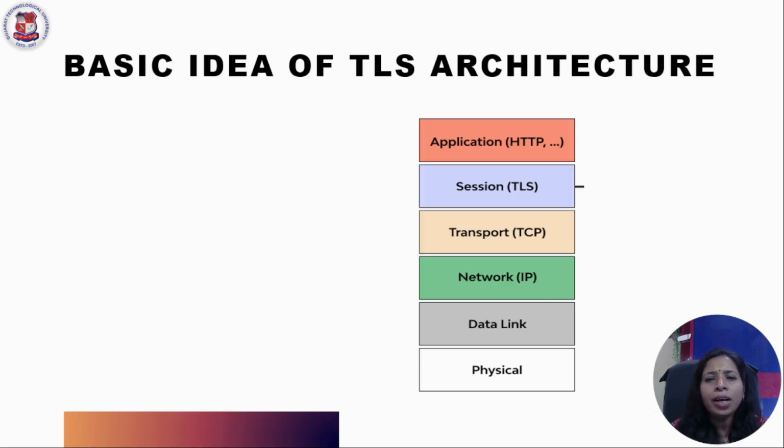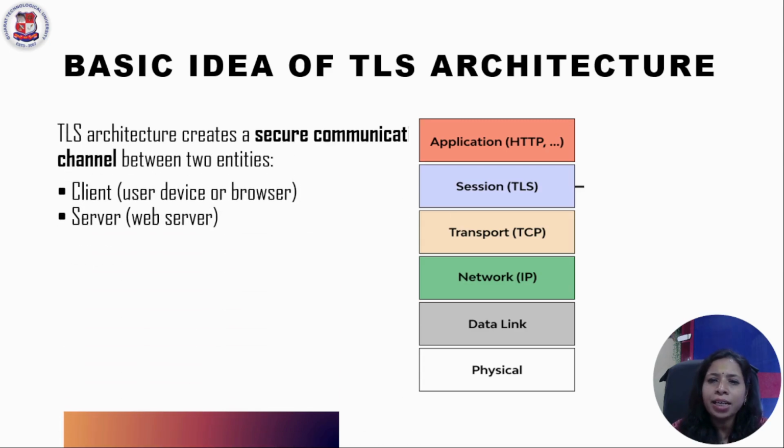Now let's discuss the basic idea of TLS architecture. The main goal of TLS architecture is to create a secure communication channel between two entities. These entities are typically known as the client and server. Client means either the user device or a browser, and server is mostly a web server.